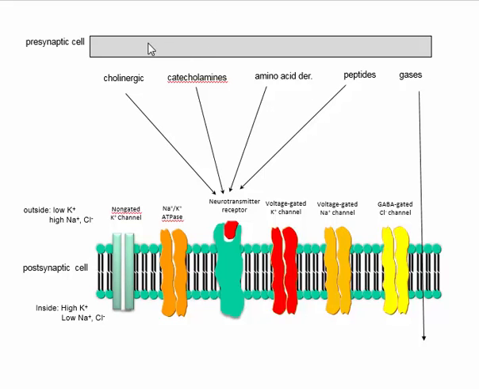Neurotransmission involves the release from a presynaptic neuron of a neurotransmitter, which then can land and bind to a receptor on the postsynaptic cell. The synapse is the space in between. That triggers a series of events. We'll see that leads to changes in ion flow across the membrane.